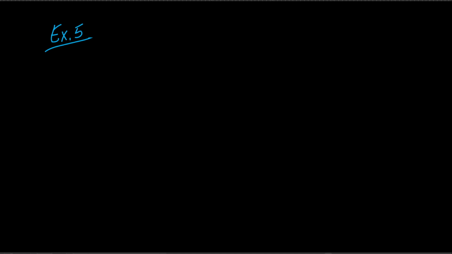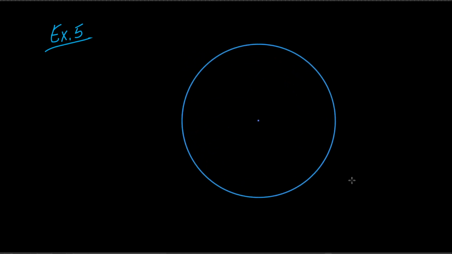They give you a circle, so let me draw a circle here. Okay, center's about right there. Let's draw a radius about right there. And what do they tell you? They tell you that the circumference is 10 centimeters. What does that mean? It means the distance around the circle. They measured it, it's 10 centimeters, okay?